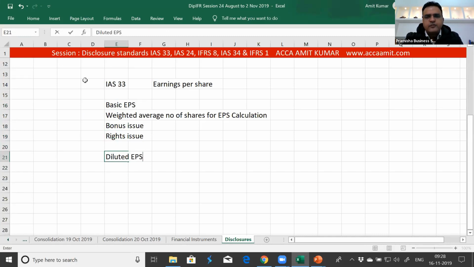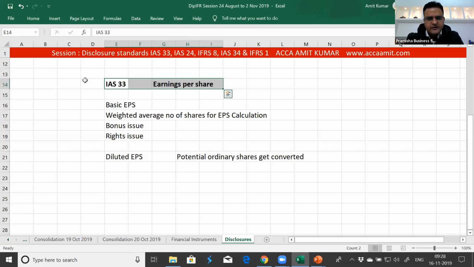Diluted EPS means we project what if all the potential ordinary shares get converted, what will be the impact of it. Potential means the shares which have the potential to get converted into ordinary shares. The earnings per share is calculated for ordinary shareholders. Ordinary shareholders means the ones who bear the highest risk.